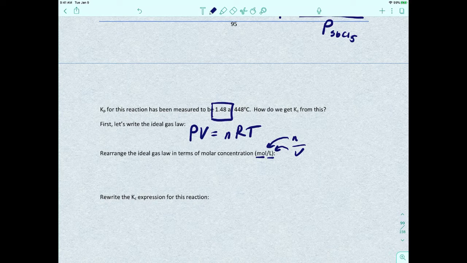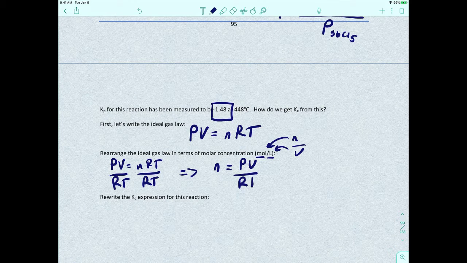So let's get n by itself. You've got RT on the right-hand side along with the n, so we need to divide both sides by RT. You've got PV equals nRT. Let's divide both sides by RT. All right, so we get this expression: n is equal to PV over RT. Now I need to get V on the left-hand side, so I'm going to divide both sides by V.